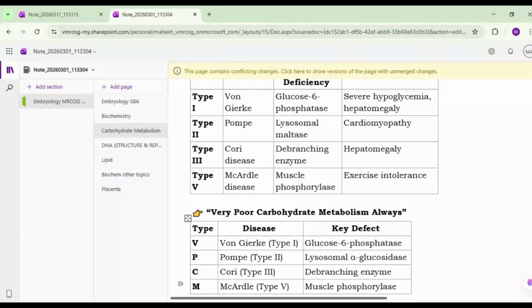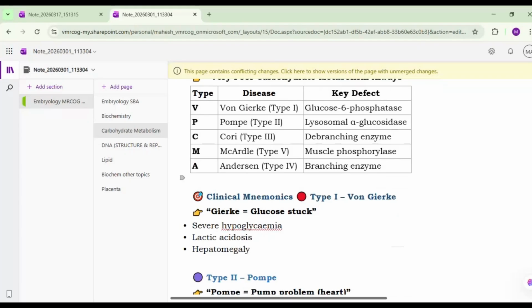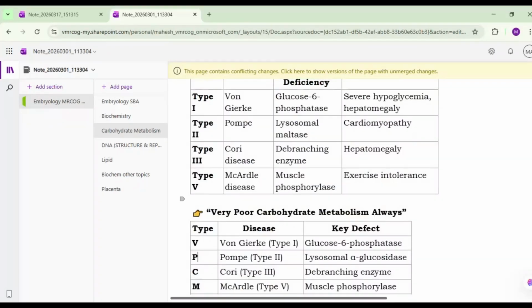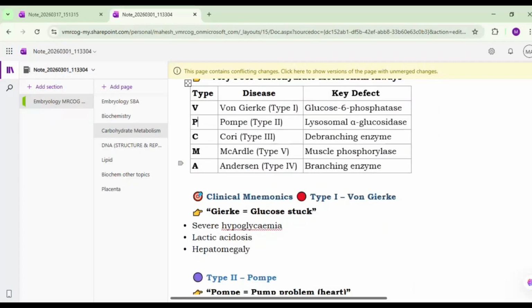And the fourth I have not included. Fifth is McArdle, that is type 5, a muscle phosphorylase enzyme deficiency. And type 4, which I said is not very common, is A. Okay, always, metabolism always. So always, A is Anderson disease, that is type 4 disease, where the branching enzyme is the deficient enzyme. Okay, so you can remember this.